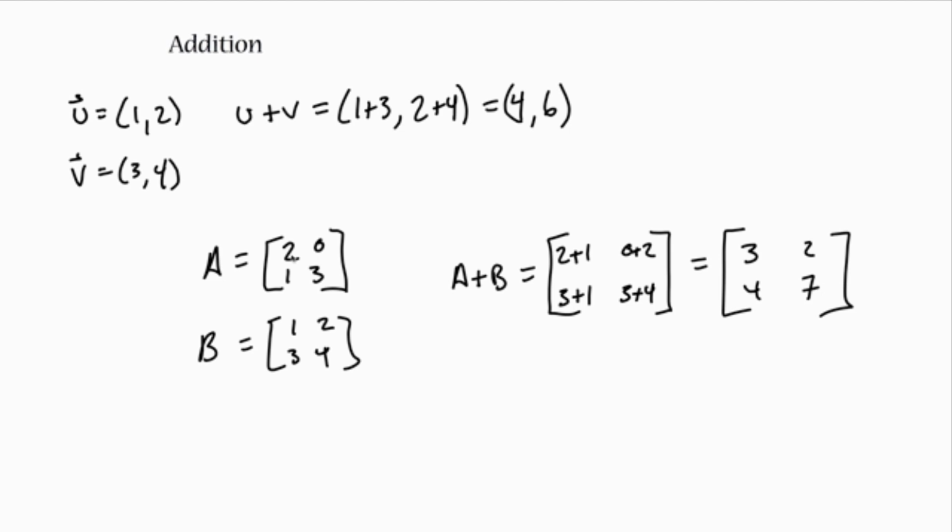Right? And note, because you're adding up the elements that have the same row column index, if A and B are different sizes, have different numbers of rows and columns, you can't add them together. And if your vectors have different numbers of elements, you can't add them together or subtract them. And this works fundamentally the same way with subtraction.